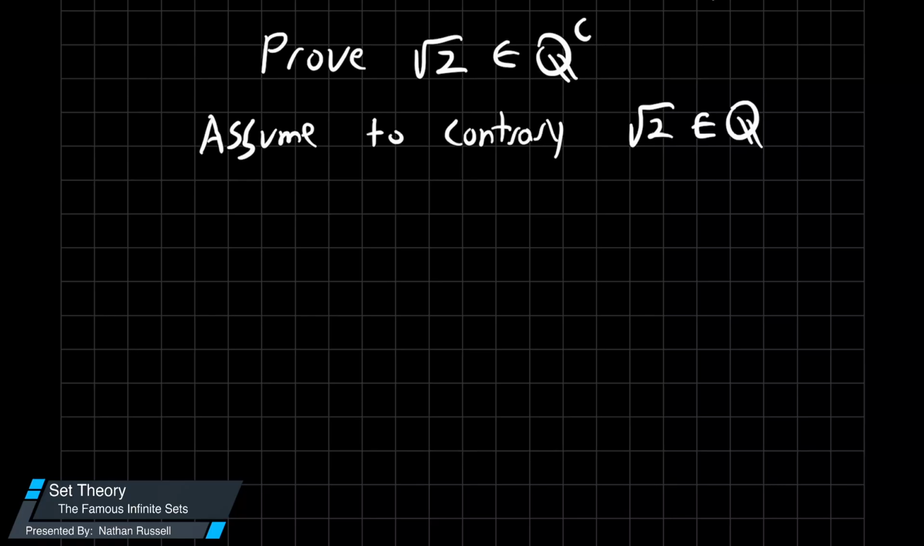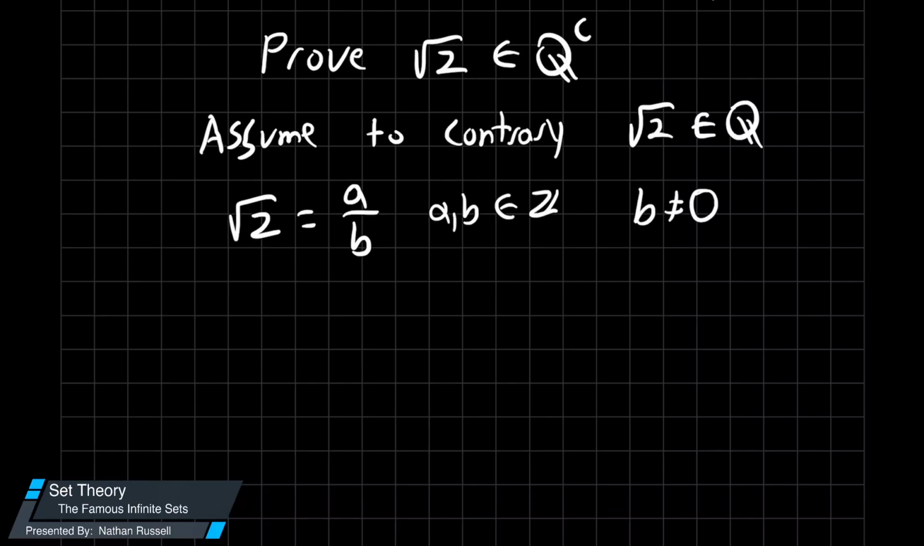Once we get a contradiction, that means the statement's false. The only assumption I made was that the square root of 2 is rational, and so that will effectively prove the square root of 2 is an irrational number. So let's get started. If I'm making the assumption the square root of 2 is a rational number, that means I could say the square root of 2 must be equal to a over b such that a and b are integers and b is not 0.